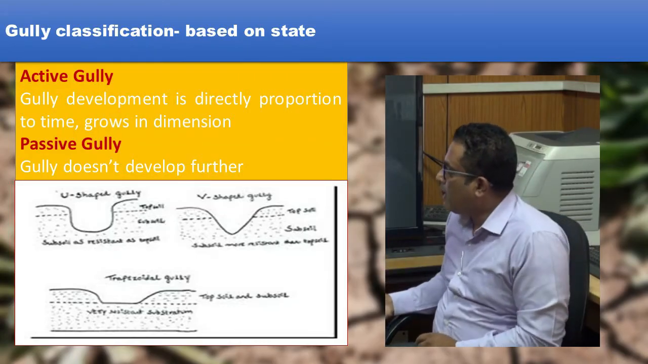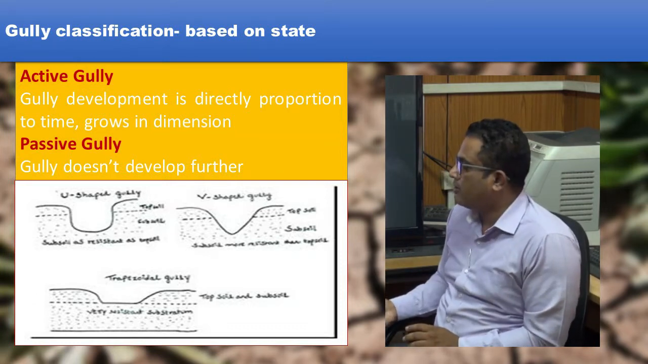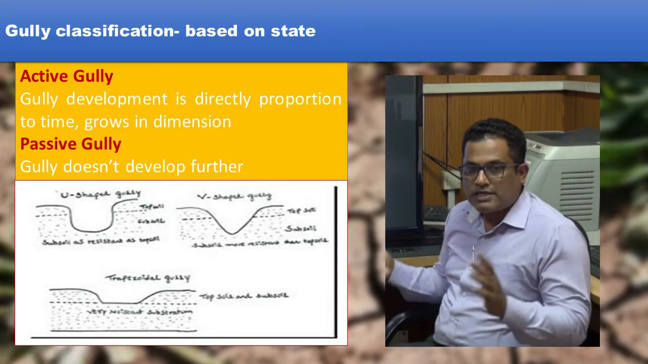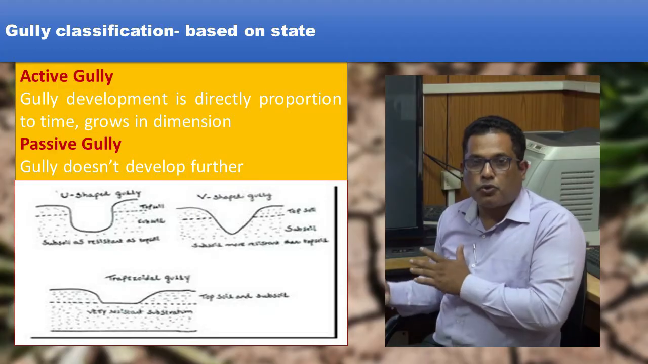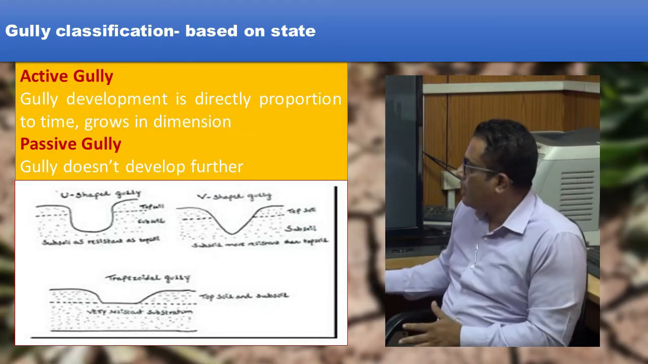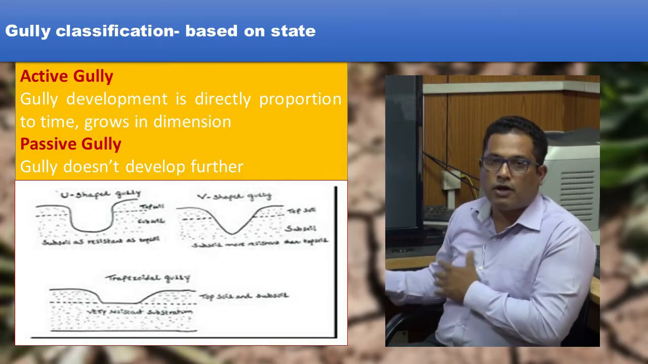Second is passive gully. Passive gullies are those which don't change with time. Once it is properly stabilized with vegetation, after passing through the healing and stabilization stage, it becomes a passive gully, and it is more or less a nala.